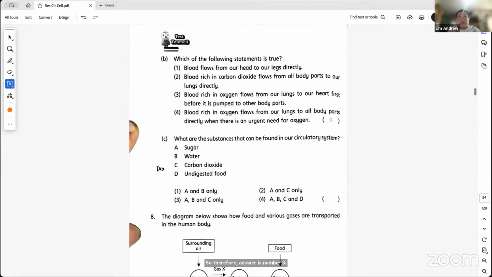Next up, what are the substances that can be found in our circulatory system? All right, for this case, the answer is number 3: A, B, and C. Sugar, you'll find it inside your blood. Water, definitely yes. Carbon dioxide, sure, because the body uses up oxygen and produces carbon dioxide. However, you will not find undigested food in your bloodstream.